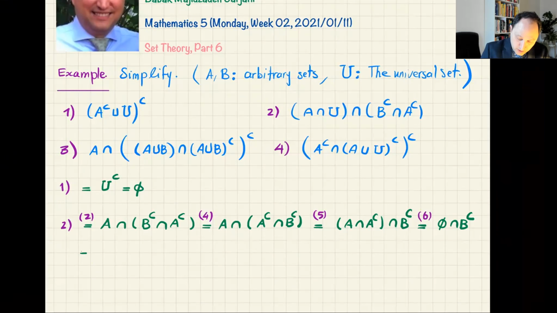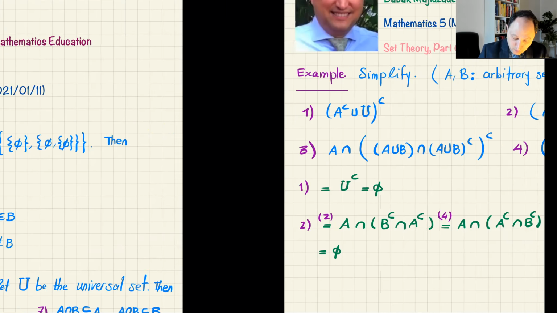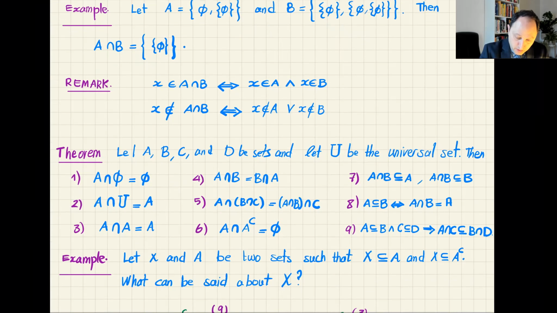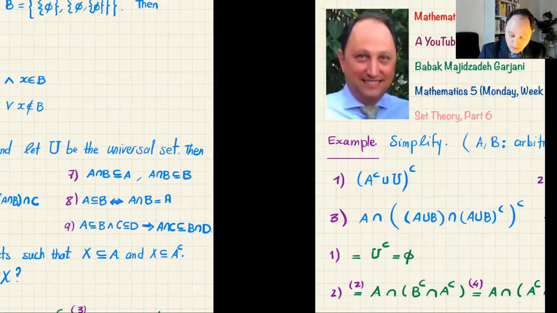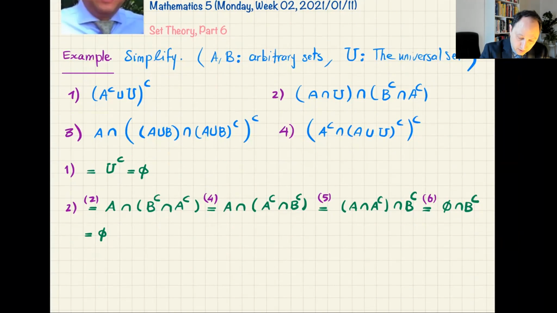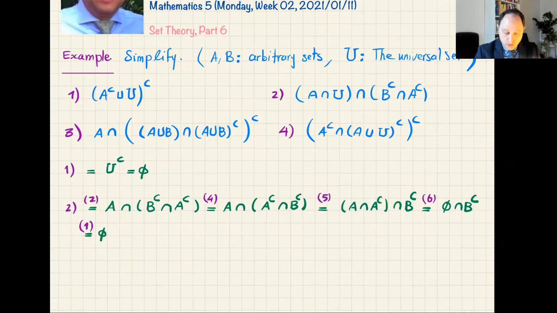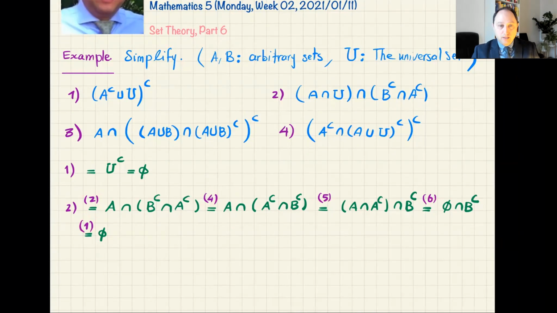Okay, now what is the answer? Intersection of any set with the empty set is the empty set. So the answer is the empty set. If I want to refer the number here, which number is that? And that is number 1 exactly, yes? The intersection of any set with the empty set is the empty set. So I will go back and here, and I can write number 1 here. So you see the properties that I have used to show that this is the empty set is number 2, 1, 4, 5, 6.